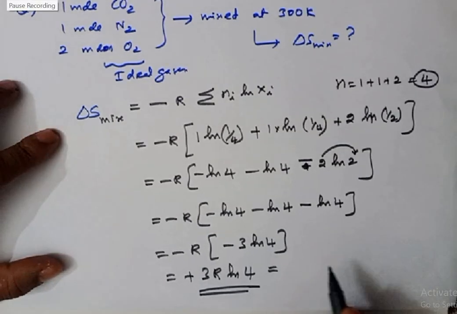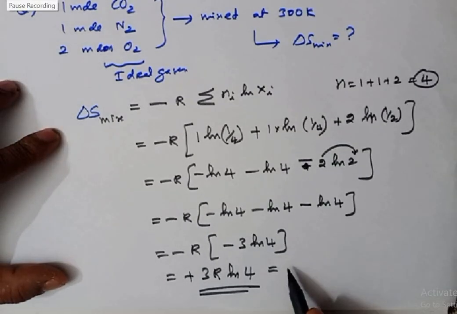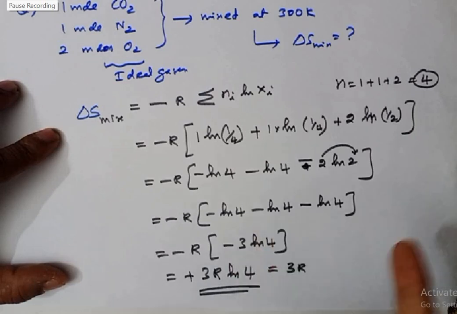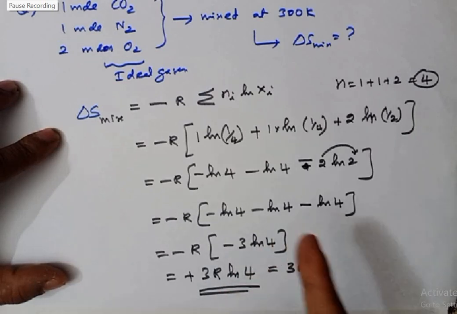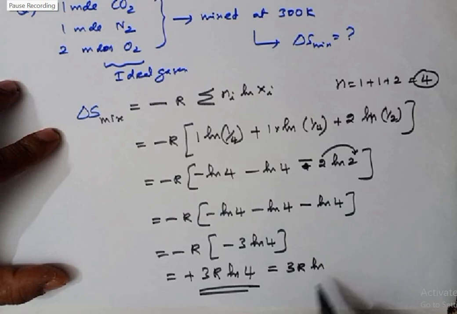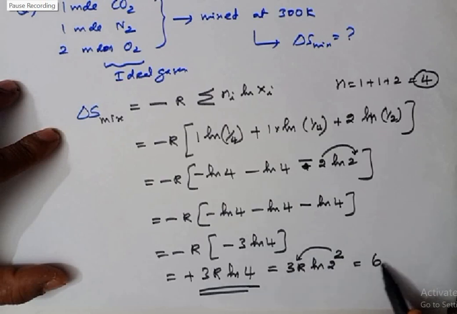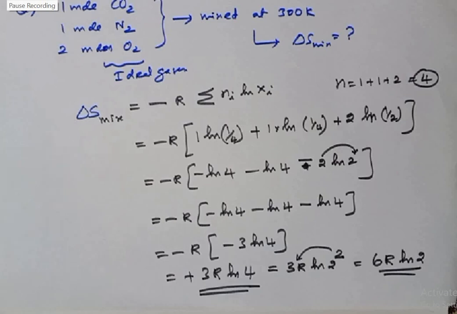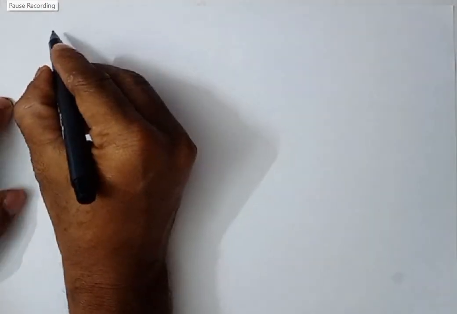In the option it is given as 6R ln 2. This option, 3R ln 4, is not there, but 6R ln 2 is there, which means you can write 4 as 2 power 2. Bring this 2 in front. So 3 into 2 is 6. So I can write it as 6R ln 2. So this is the answer for this question. Take note.